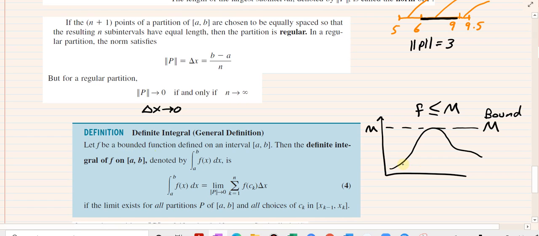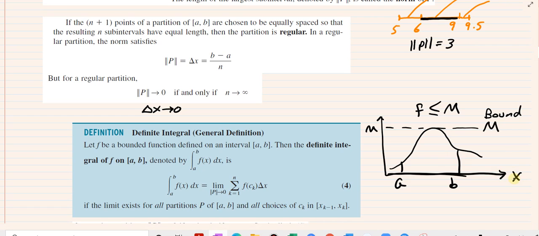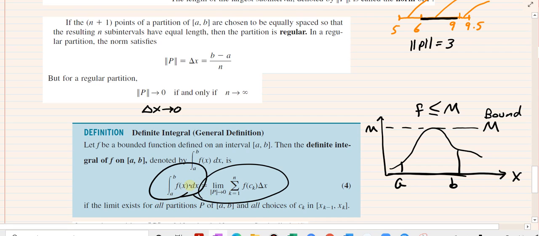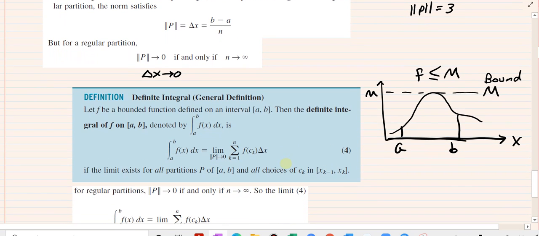Defined on an interval from a to b, so let's say from a to b here. On a to b, then the definite integral of the function f on a to b is determined by the notation we had before, which is now the limit of Riemann sum. What's different now is, you'll note, we don't have the limit as n goes to infinity. This same definition is stated as the norm of the partition goes to 0. Remember, because we are using delta x, this assumes we have a regular partition.